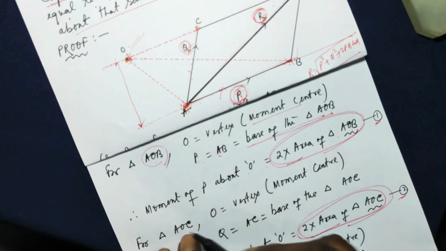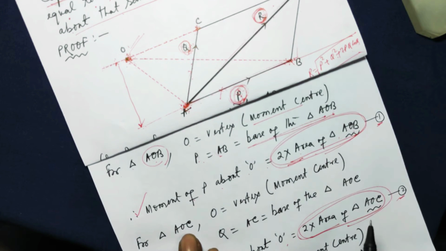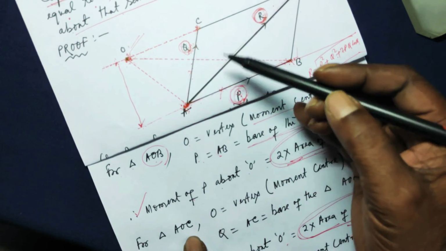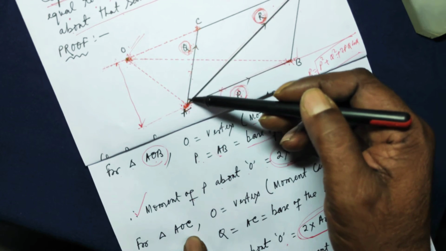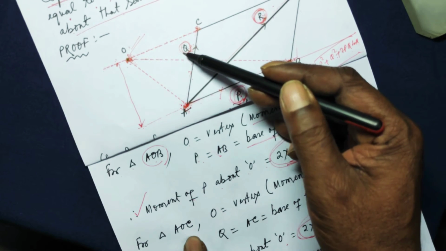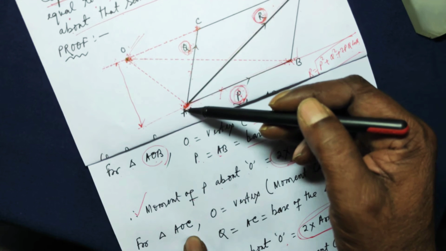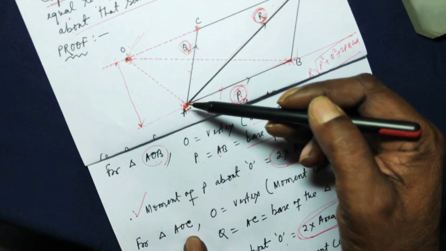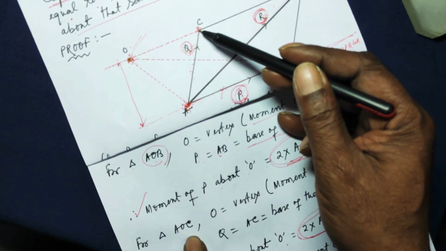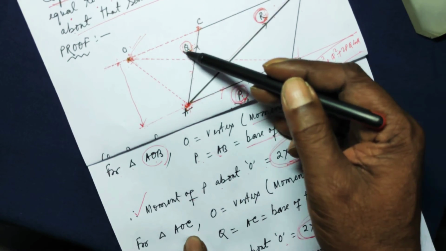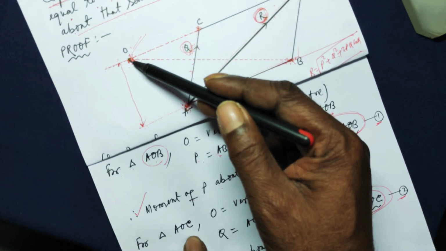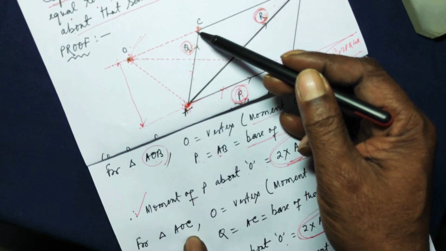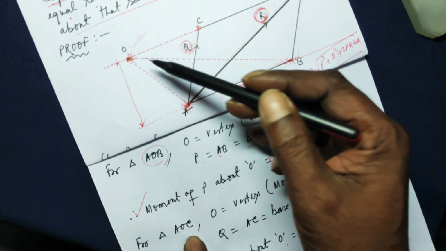Make it equation 1. Now similarly, look at the triangle AOC. This is the vertex. I consider this as the base, which is represented by the force Q. So the moment of this force Q, which is represented by the base of the triangle AOC, that is AC, about the point O, which is the vertex of this triangle, will be 2 times the area of the triangle AOC.